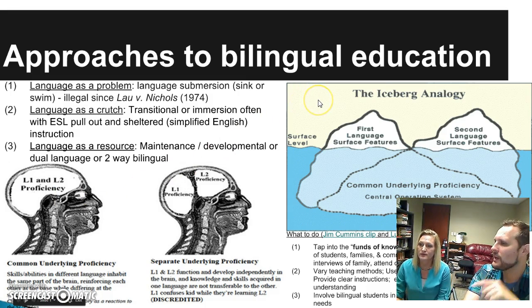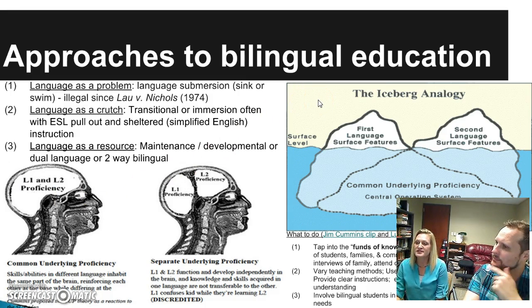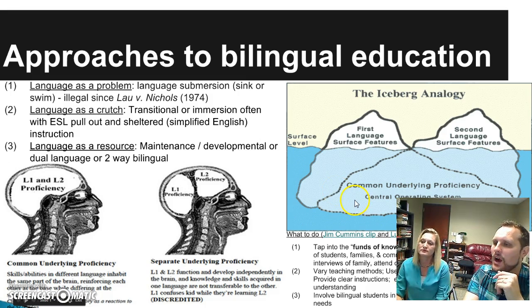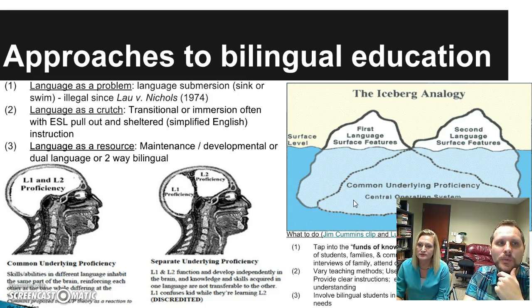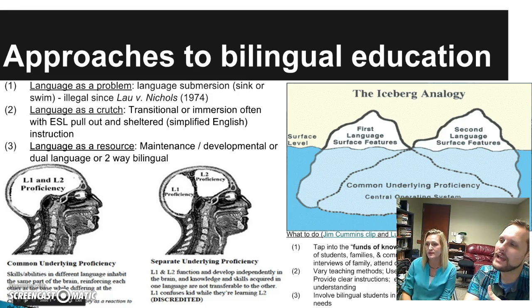So what's this iceberg analogy? I've seen people use this before. That's the common underlying proficiency. So that was my illustration of addition. Okay. All right, well, one last question I have is, what are ways we can connect with English language learners both inside of school and outside of school?